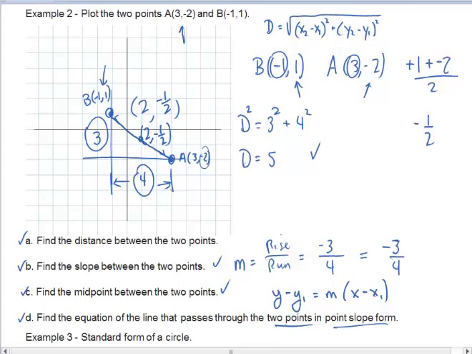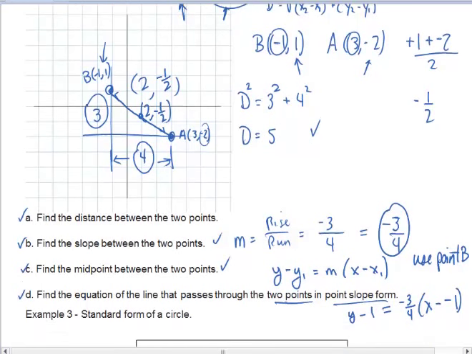You take any one of your 2 points. I'm going to choose point B. And I'm going to plug in the x value and the y value and the slope that I found earlier. So I have y minus the b value for y, which is 1, equals negative 3 over 4 times x minus x1, which is negative 1. And that's going to result in the equation y minus 1 equals negative 3/4 x plus 1. And that would be my equation of the line in point slope form.